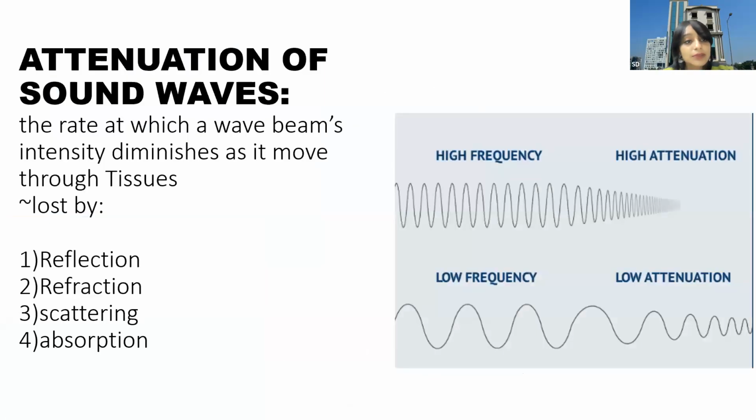So next is something called attenuation of the sound waves. It is the rate at which a wave beam's intensity diminishes. That means when an entire ultrasonic wave is coming and hitting a medium, the wave energy is getting lost. So how is it lost? It can be lost in 4 ways. One is reflection, then there is refraction, then there is scattering, and then there is absorption.